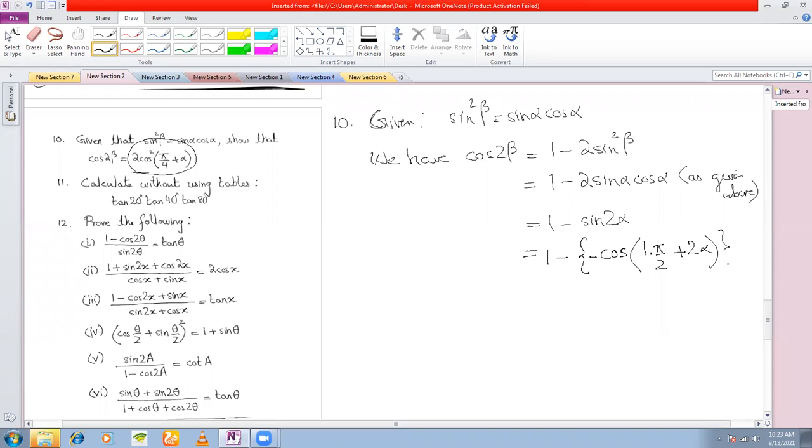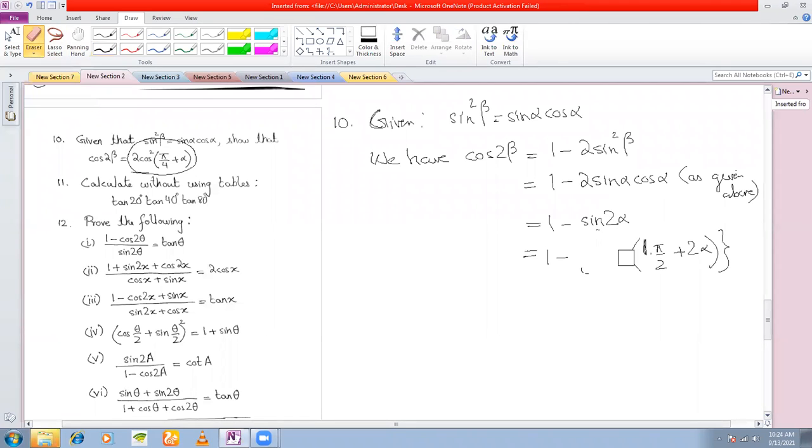Now check. This is a very essential step. Check whether you understood. Can I write sine 2 alpha in this manner? This is an odd multiple. That is why cos can change to sine. You understood? Yes, sir.